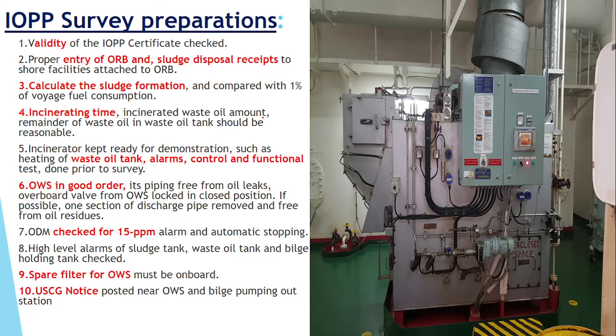Now let's say you are on board and you have an IOPP survey. So how are you going to prepare for an IOPP survey? What will you need to check first? You need to check the validity of your IOPP certificate, whether it is within the range or not. As I told you, the validity of the IOPP certificate is for a 5 year period, so you need to check whether you are falling within that period or not. After that, you have to check your ORB entries, that the sludge disposal receipts are all attached to the ORB, and all the entries are made in the ORB properly or not.